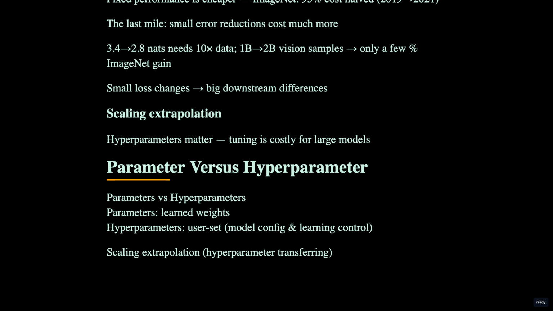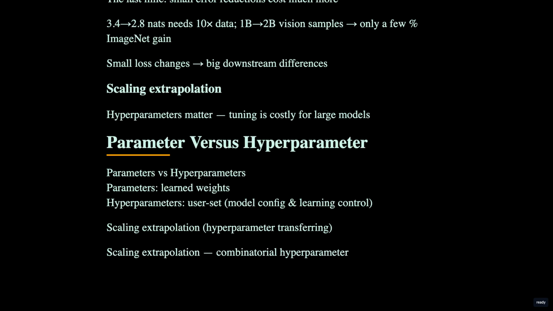Scaling extrapolation studies how hyperparameter effects change with model size by testing smaller models and then predicting which settings will work for the target large model. For example, a 2022 Microsoft/OpenAI study transferred hyperparameters from a 40M model to a 6.7B model.